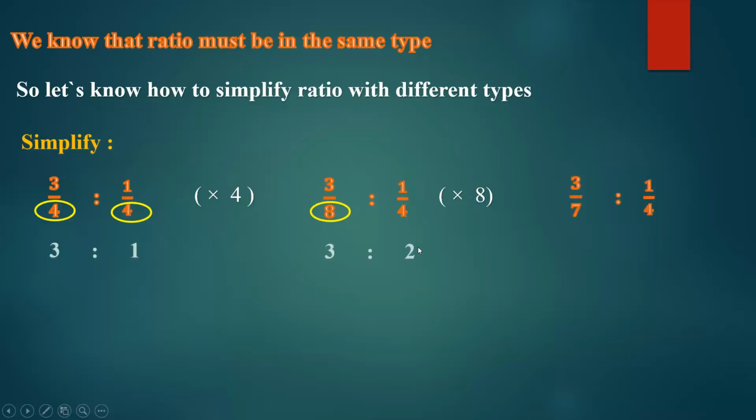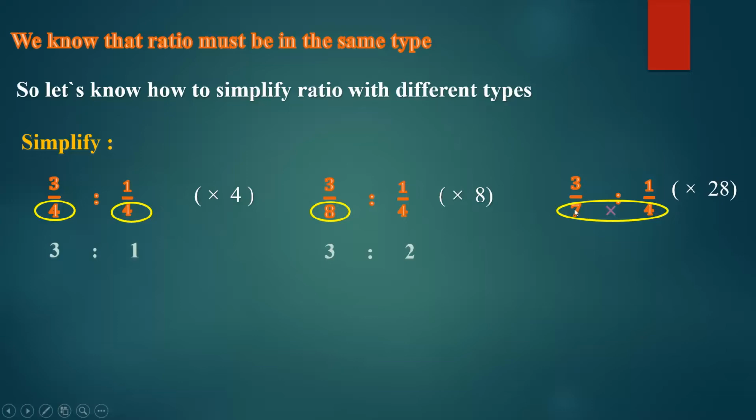Okay, another one, 3 over 7 to 1 over 4. Here we have two different denominators. The biggest one is 7. 7 is not divisible by 4, so we are going to multiply both denominators by each other. 7 times 4 equals, yes, 28, so we are going to multiply both fractions times 28.